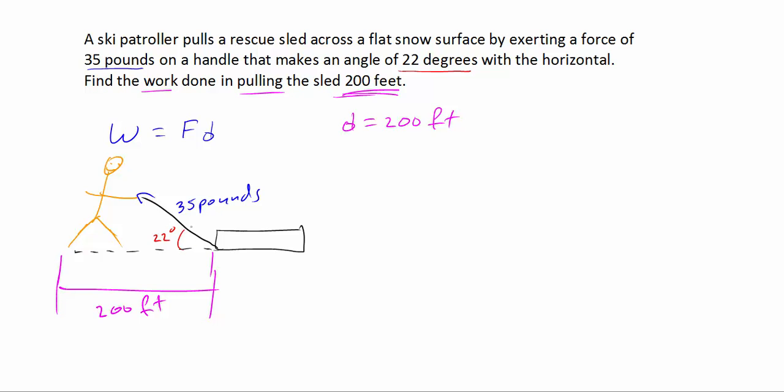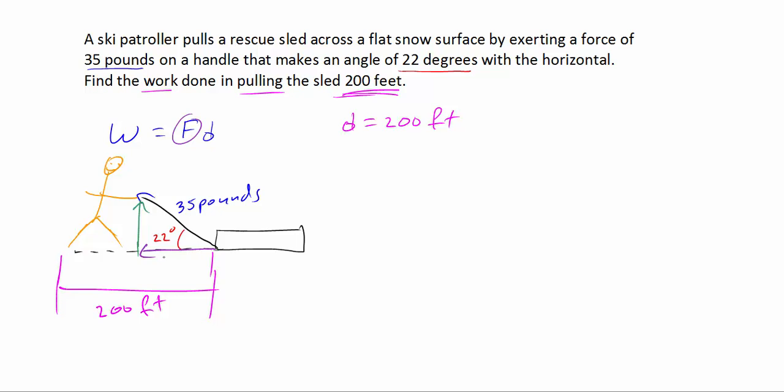Because of this 22-degree angle, some of that force is being pulled horizontally, and some of it is pulled vertically. So in other words, part of that force is pulling up over here, and the other part of the force is going horizontal. And the force that we want to use here is the horizontal force, because that's the direction that the object, the sled, is moving.